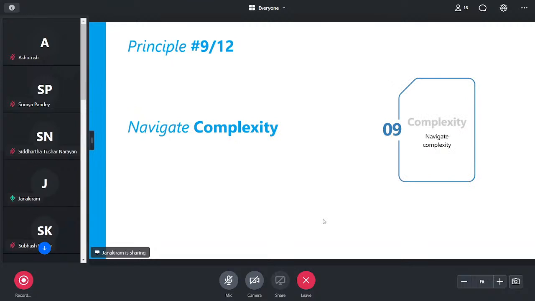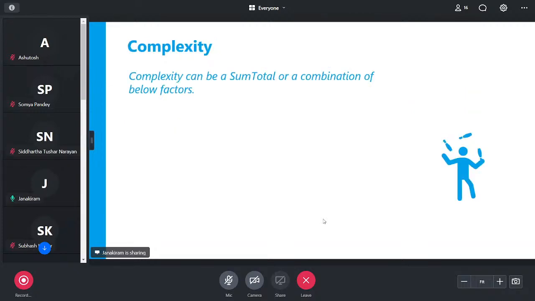Complexity, right? I mentioned in an earlier principle that projects are getting more and more complex. That is because as times are changing, the systems are having a lot of subsystems. And lots of subsystems and a lot of subcomponents mean that we have higher complexity and we have to deal with it. Complexity can be the sum total or a combination of the below factors, right? So let's see that. Number of subsystems, right? Depending on your project, if you have a higher number of subsystems, the complexity will be higher because there are a lot of moving parts.